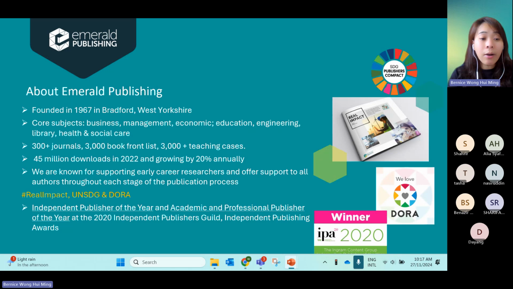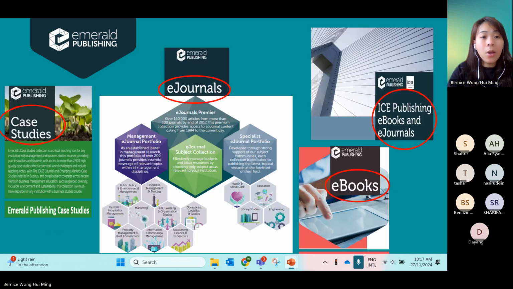So currently we have 300 plus journals, 3,000 plus front list titles, ebooks, as well as 3,000 plus teaching cases. So these are our products. You see journals is the biggest database. We have 300 plus journals. So in our journals, there are two parts.